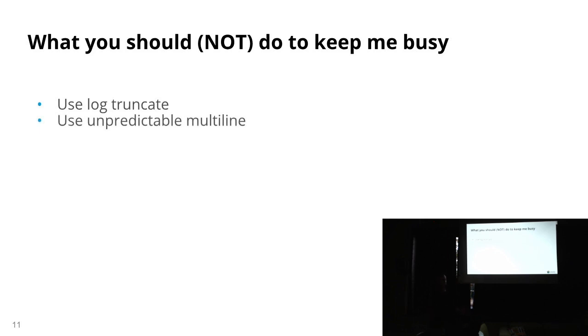Next one, multi-lines, stack traces. Java stack traces are a good example. You have a timestamp and below everything is indented. But if you want to make it really funny, write multi-line that's very unpredictable. If you as a person struggle to figure out which lines belong together, I can guarantee you the machine is going to struggle too. So make sure always to have unpredictable multi-lines.